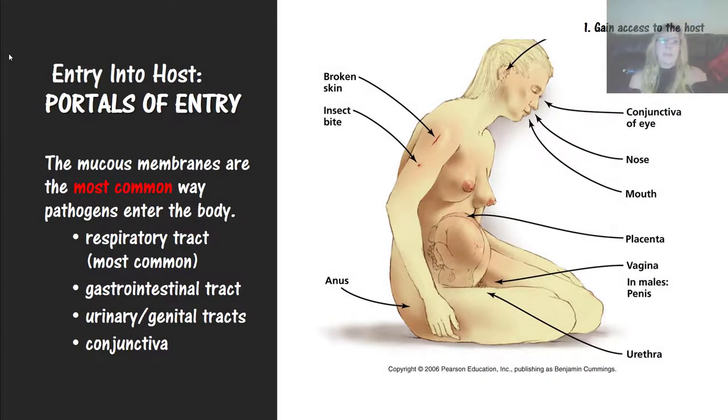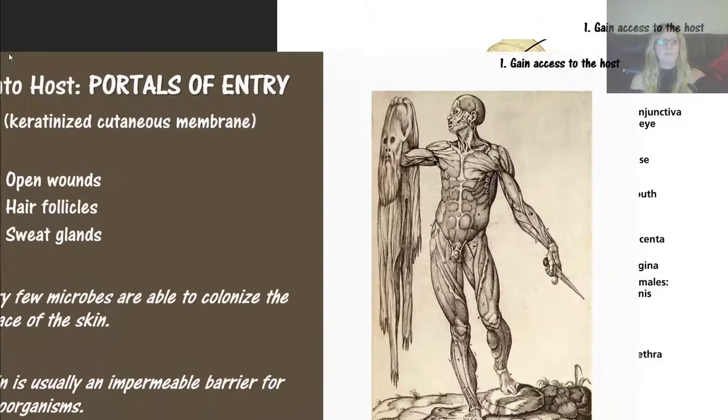In order to gain access to the host, the most common portal of entry is the mucous membranes. So usually we see the pathways to the respiratory tract, gastrointestinal tract, urinary and genital tracts, or the conjunctiva of the eye.